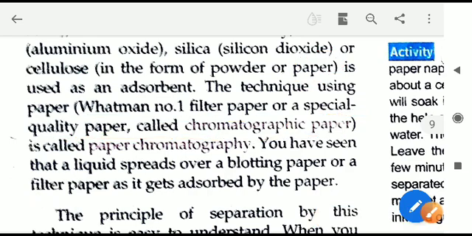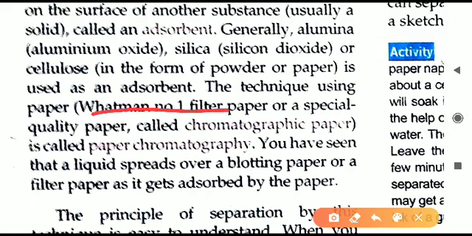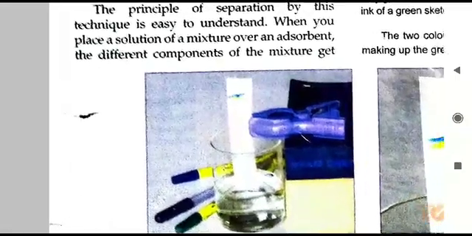So normal paper also we can use, but it is not that much useful. Special paper should be available, that is Whatman No. 1 filter paper, or chromatographic paper. So this is working as an adsorbent. What is adsorbent? What is adsorbate? Let us now understand here in this diagram, in this photograph that is given.